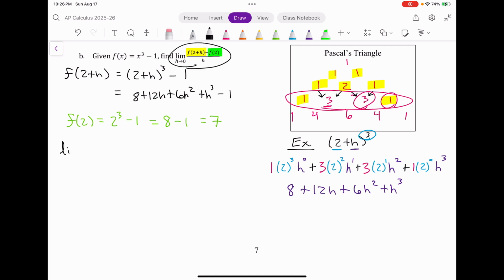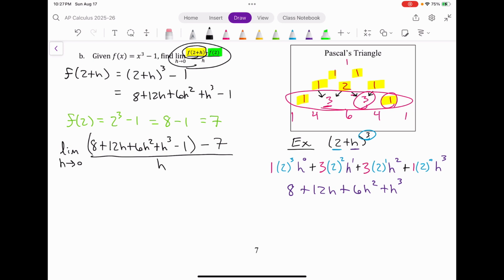So the limit as h approaches 0 for, let's plug in what we know f of 2 plus h is, which is this expression. So 8 plus 12h plus 6h squared plus h cubed minus 1, minus the 7, all over h. We can't plug h in right away because we would get 0 over 0. So there must be some algebra we can do here.